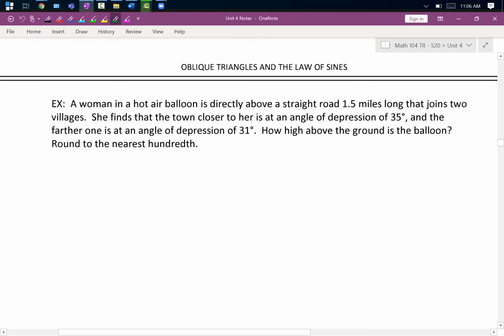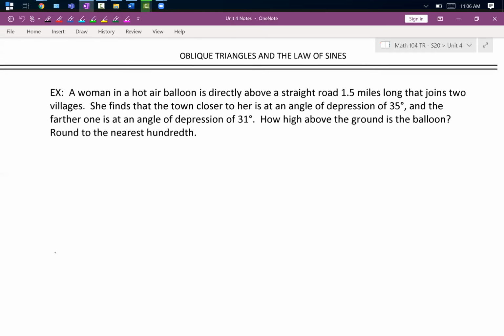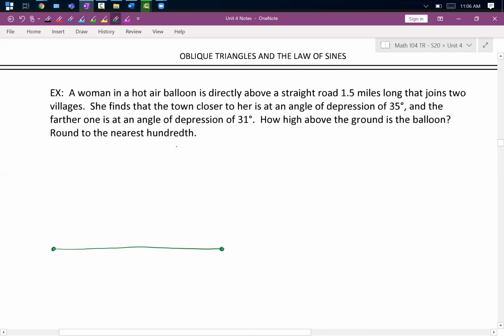Oh, we definitely need a good diagram here. So we've got 2 villages that are 1.5 miles apart. There's a lady in a balloon above it. Now, it doesn't say anything about how she's dead center between the two. It just says she's directly above this. So, you know, she could be over here. And we know that she's not in the center because we got 2 different angles of depression.